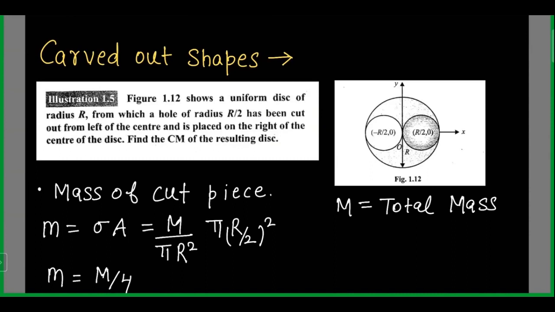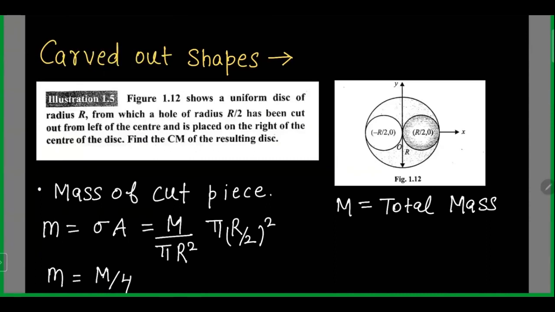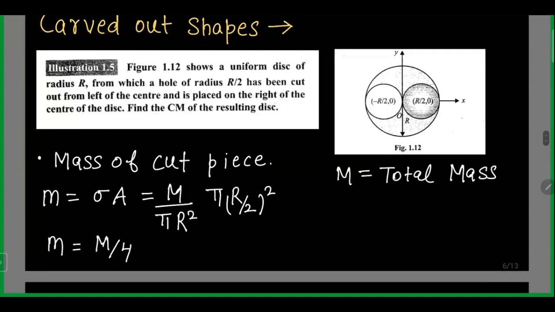In this diagram, what is happening is you have cut down this much mass, and then you place this mass here. There was a disc, and from the disc you cut this mass, and then you place this mass here. What will be the new center of mass of this body? Let's try to solve this.